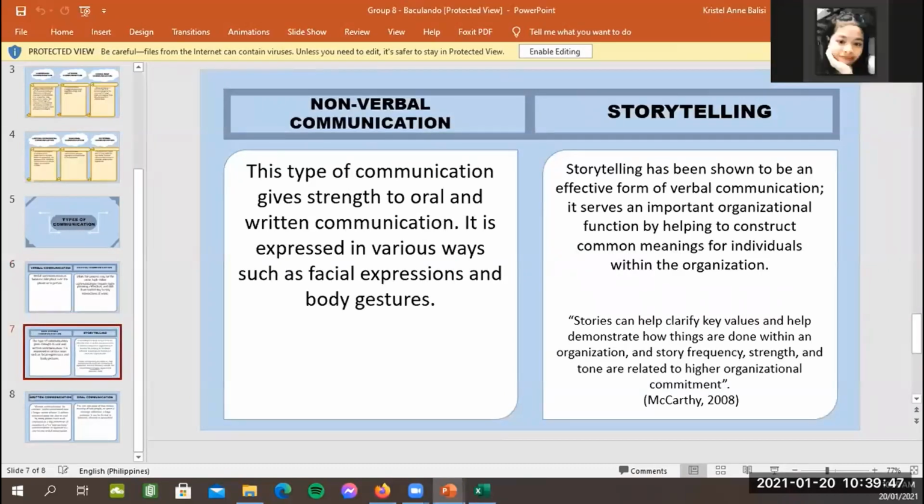Sa non-verbal communication, this type of communication gives strength to oral and written communication. It is expressed in various ways such as facial expression and body gestures. Kunwari po, employees tsaka manager po, syempre kapag nag-uusap po sila para magkaroon po ng malinaw na pagkakaintindihan, gumagamit din po sila ng body gestures para mapakita po yung pagkakaintindihan din po nilang dalawa.